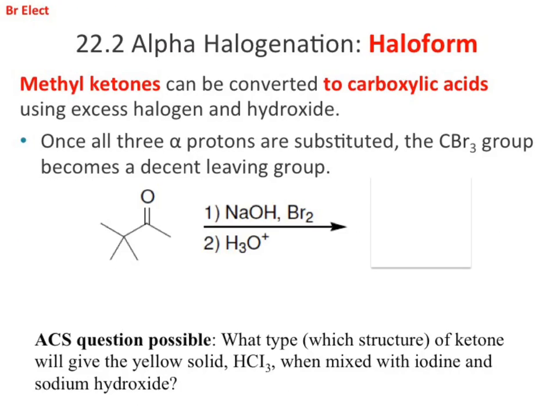Okay, as I kind of alluded to already, I have seen this kind of question show up on the ACS test. They may not ask with bromine, they may ask with iodine. Iodine is a more common one because the yellow solid, or the leaving group, CI3, which is then your good base to remove the hydrogen, that compound right there has very low solubility, and you can see it precipitate out of solution.